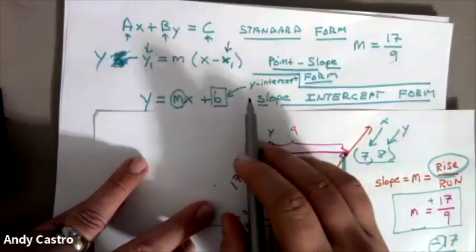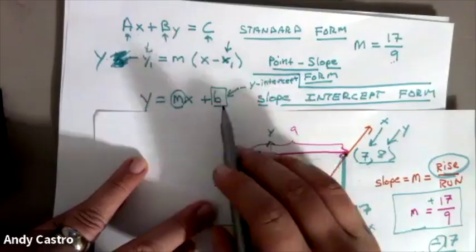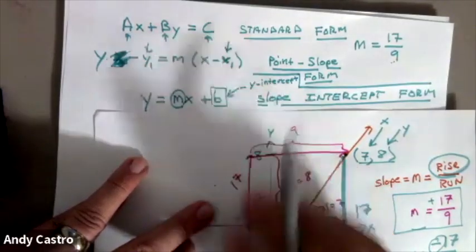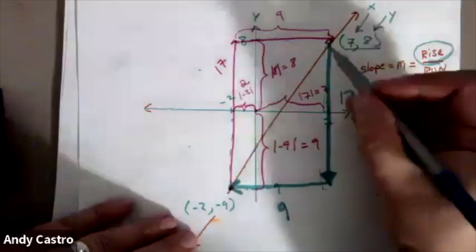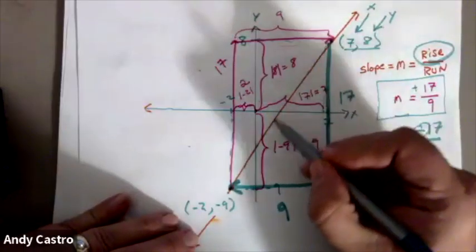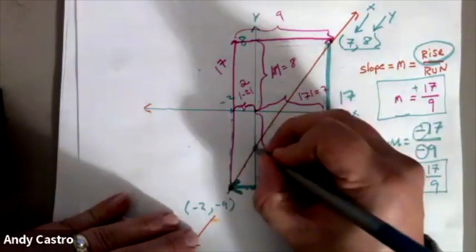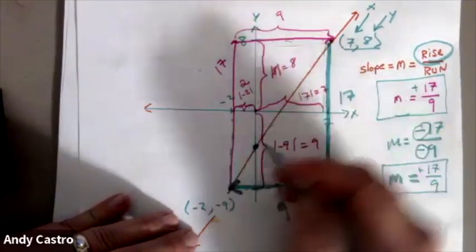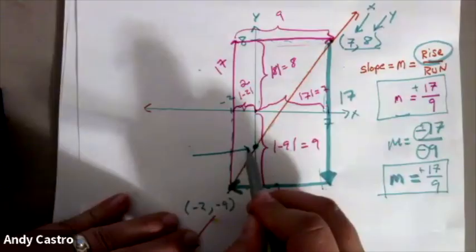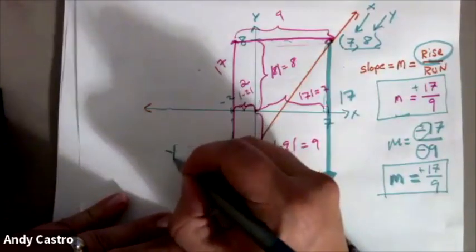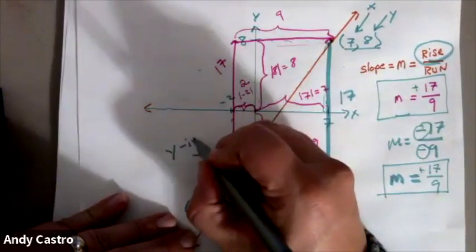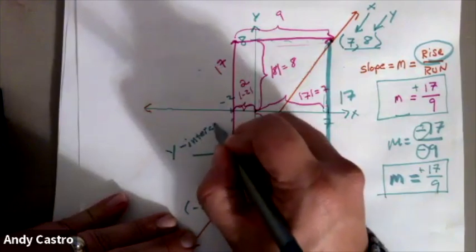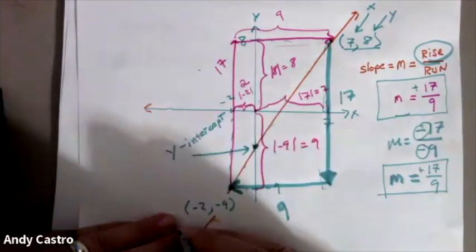Okay, y-intercept. What is the y-intercept? The y-intercept is where the line comes in contact with the y-axis. That's going to be different for every line. That right there is called the y-intercept.